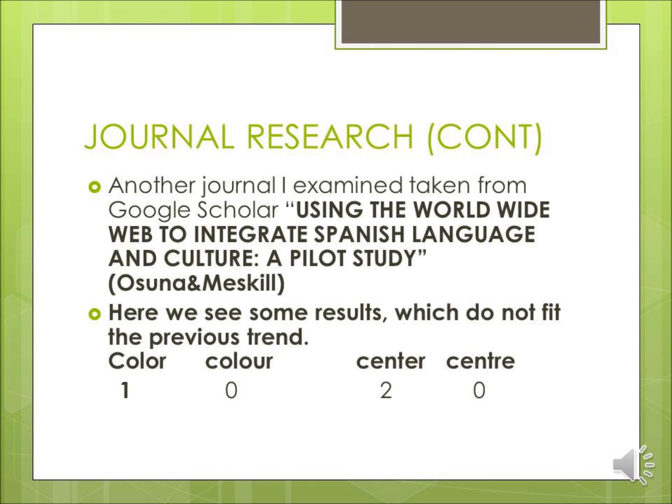So I then decided to examine another journal, this one taken from Google Scholar, entitled Using the World Wide Web to Integrate Spanish Language and Culture by Asuna and Meskill. The results here don't quite fit the previous trend. The US spelling of colour was found once, none for the British spelling. The US spelling of centre was found twice, and none for the British spelling again.